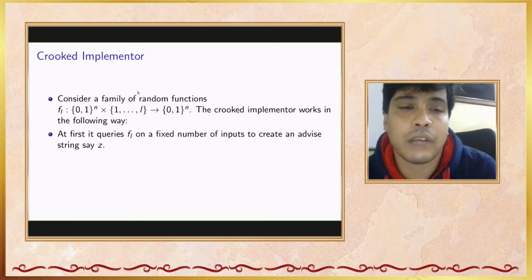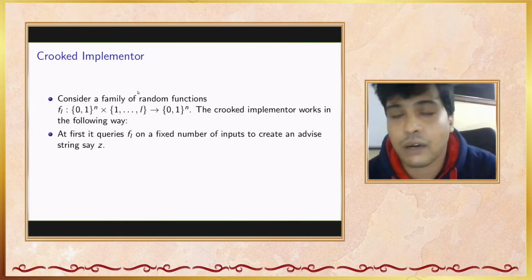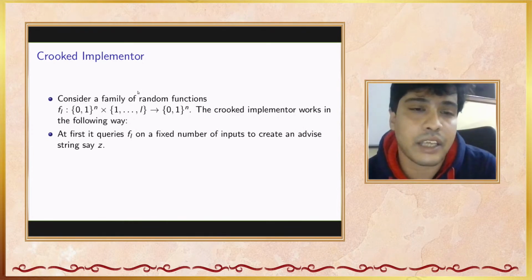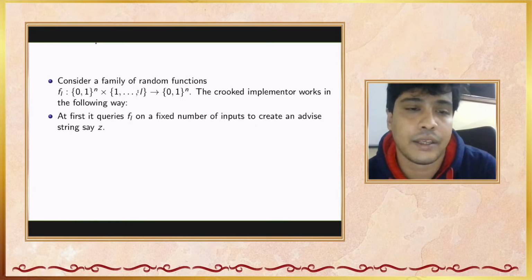Now, when the online phase begins and the function FL and the input X are given, it decides whether to crook or subvert FL at the point X in the following way.